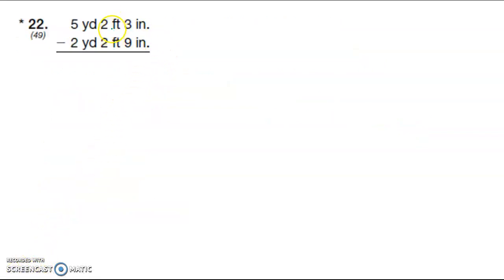Okay, so let's see. We are subtracting, and I can't subtract 9 from 3, so I'm going to have to borrow a foot, which is 12 inches. So I have 3 plus 12, which is 15. 15 minus 9 is 6 inches. And then I have to borrow a yard here. So that's going to be 4 feet, which is 2 feet, which is 2 yards. There we go.